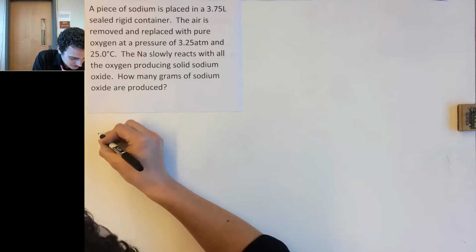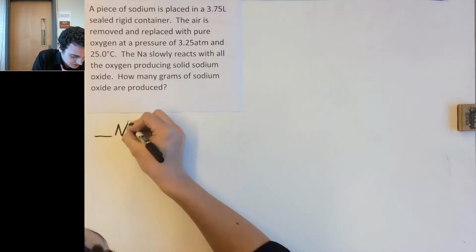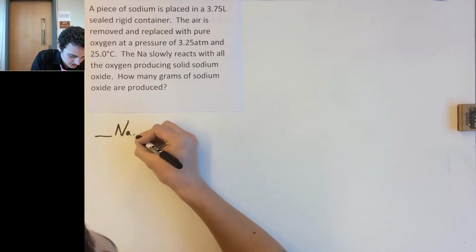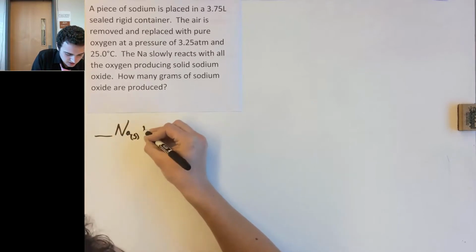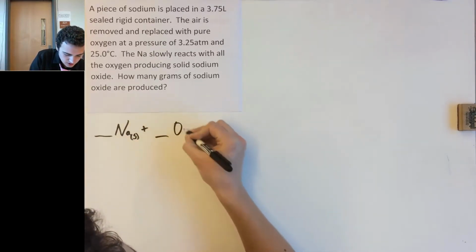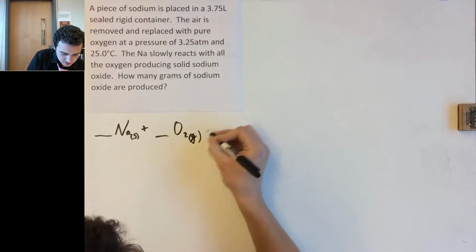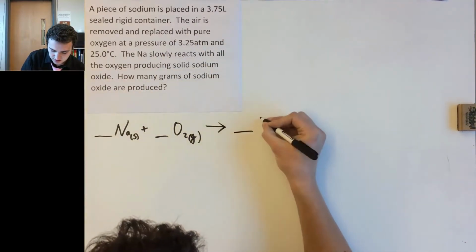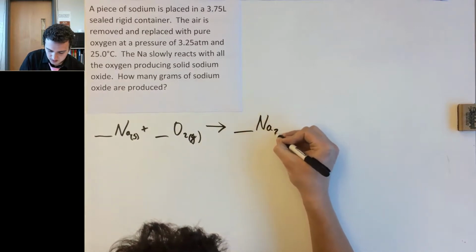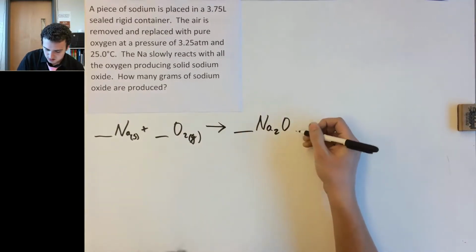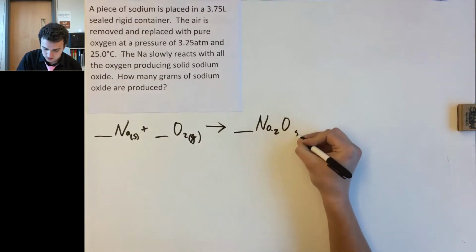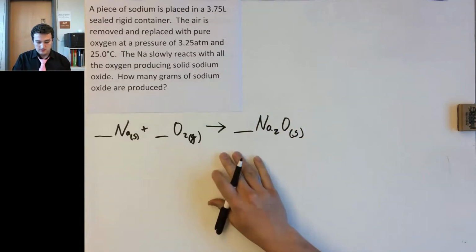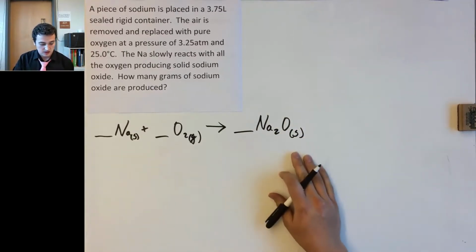I have sodium, which is just a solid, and it reacts with oxygen gas, producing, again, sodium oxide, Na2O, which is, of course, a solid. Now I left those lines to remind myself to leave space to go back and balance.